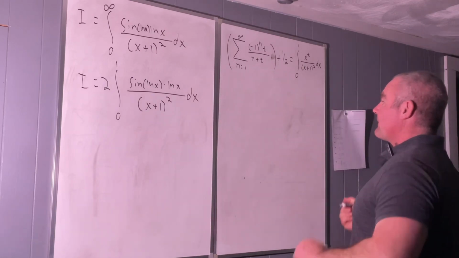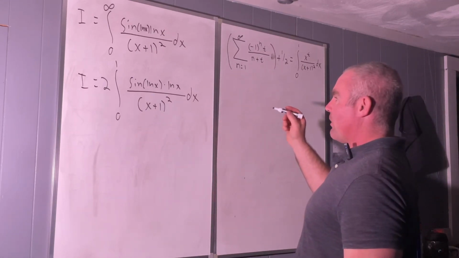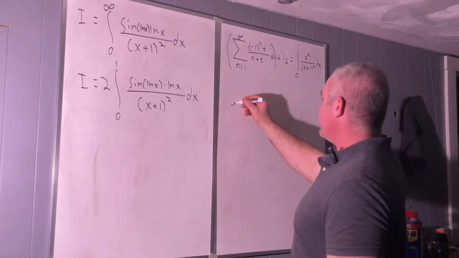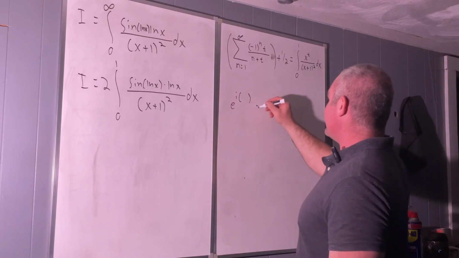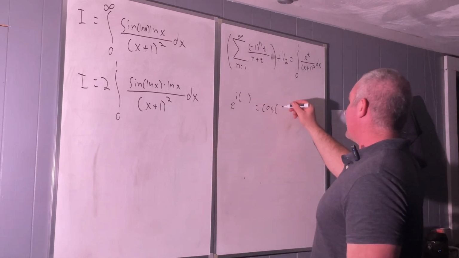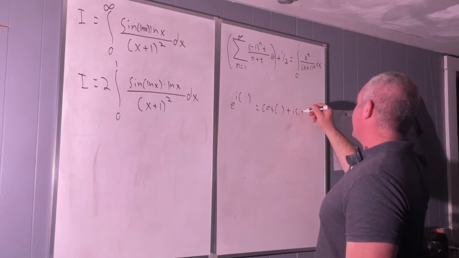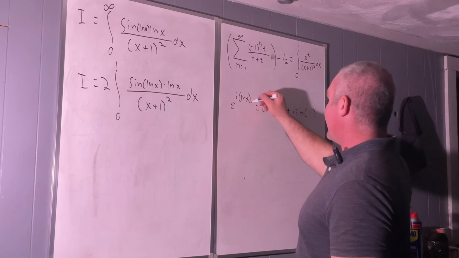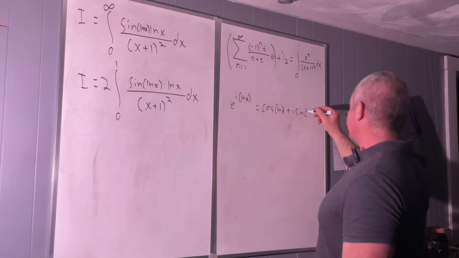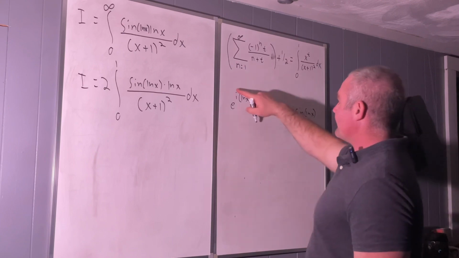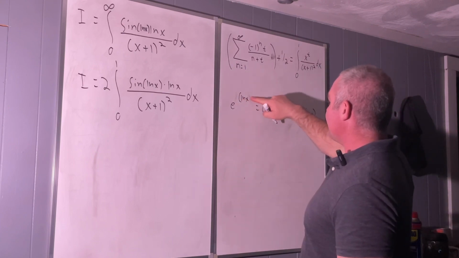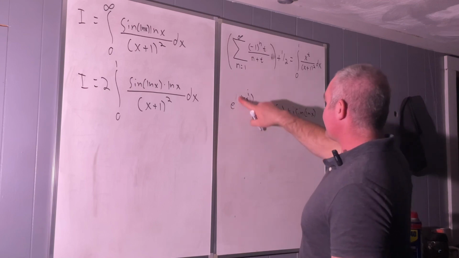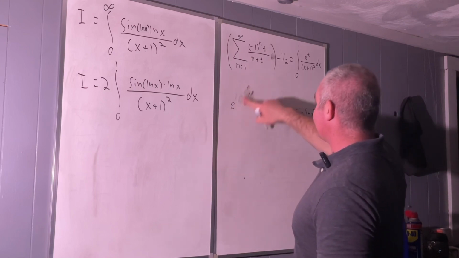All right. So the next thing we want to do is rewrite our sine natural log x. So let's remember that e to the I something is equal to cosine something plus I sine of something. In this case, our something is going to be natural log x. Now, using the properties of logarithms, we can make this e to the natural log of x to the I. The e and the natural log cancel out, giving us just x to the I.